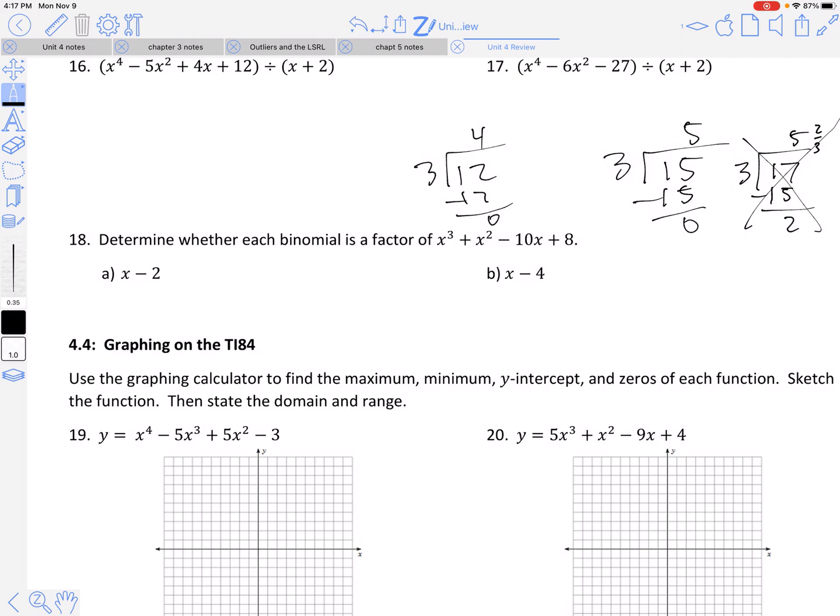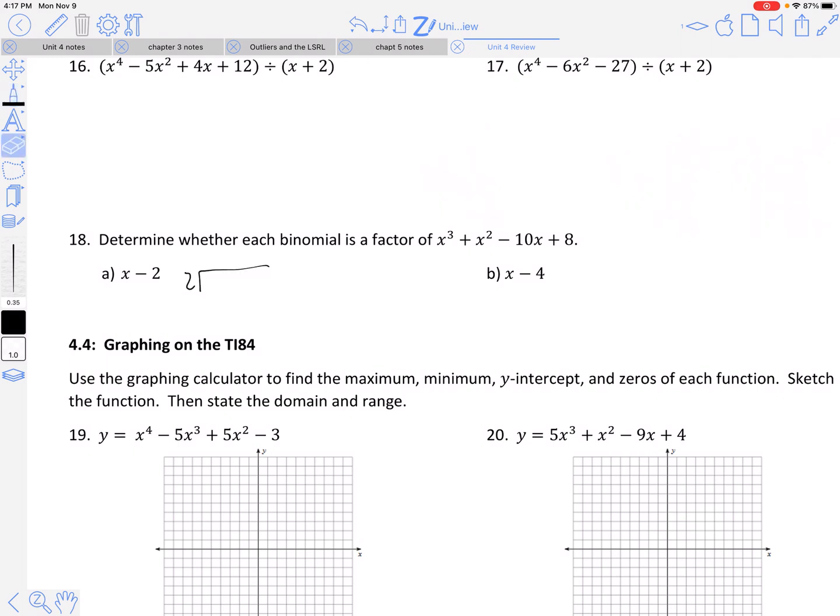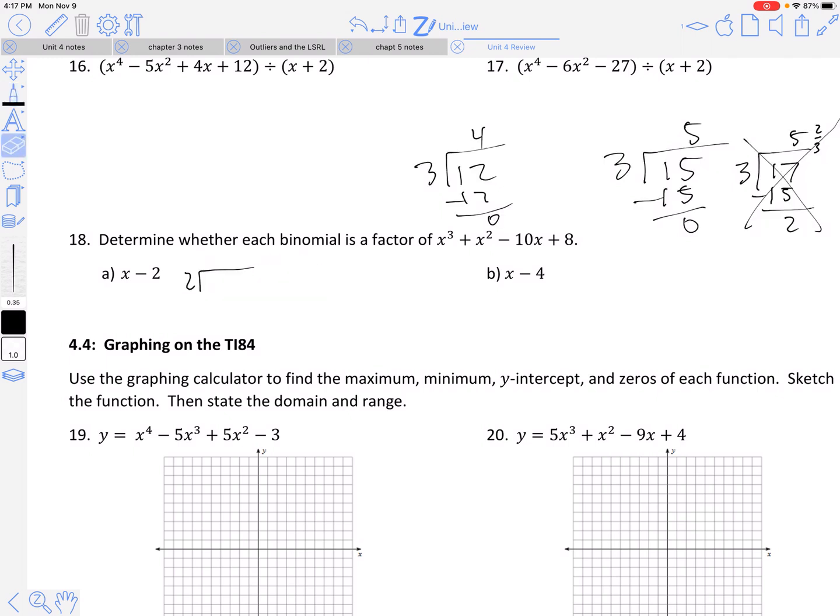So what I'm going to do is synthetic division, right? So I'm going to take 2. Oops, sorry, I'm in the mode of long division. I'm going to take 2, and I'm going to see if it fits into 1, negative 10, 8. So I bring down the 1, multiply by 2, that gives me 3, right? 2 times 3 is 6. That gives me negative 4 times 2 is negative 8. And so I'm left with, well, there's no remainder, so yes, it is a factor.